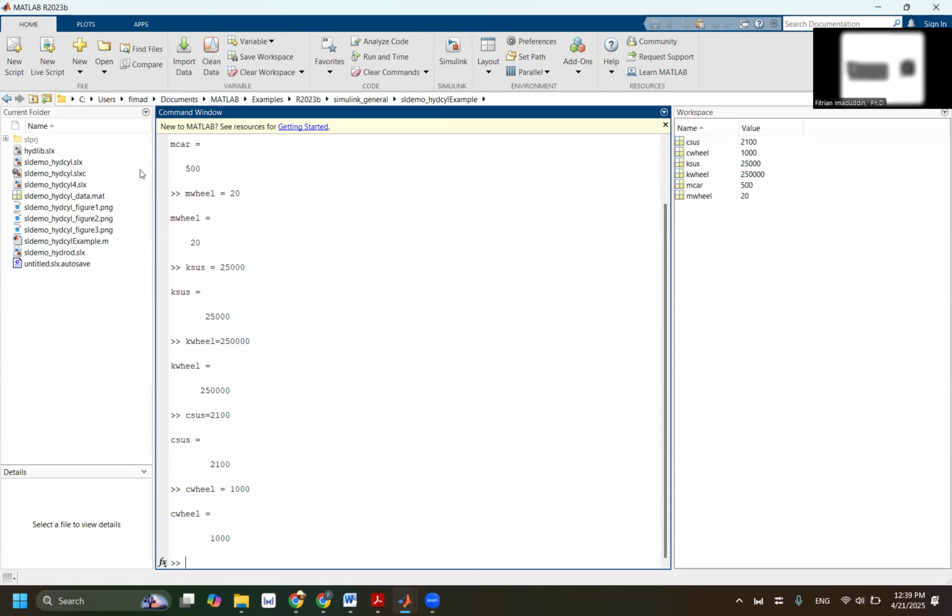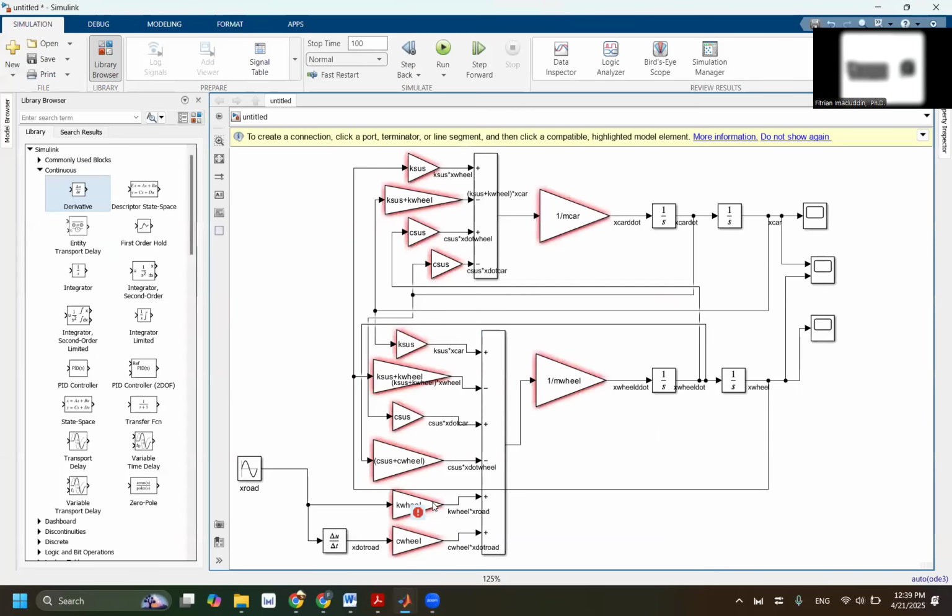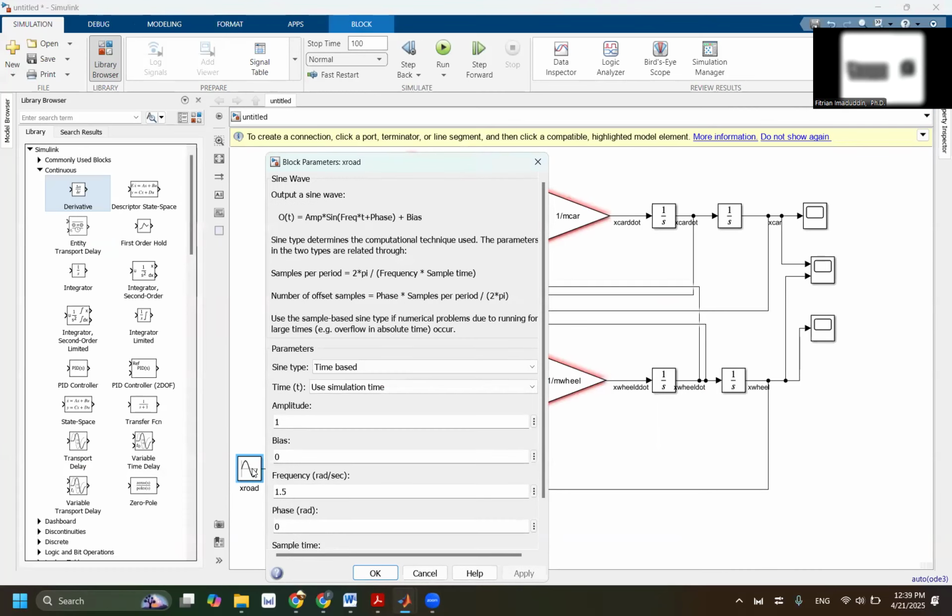Let's make the wheel more springy. So I have the C_SAS, C wheel, K_SAS, K wheel, M car, M wheel. Anything missing? If not, then we can try to start running it. All of these variables are already written here. Now, only the X of the road. This is now the input.